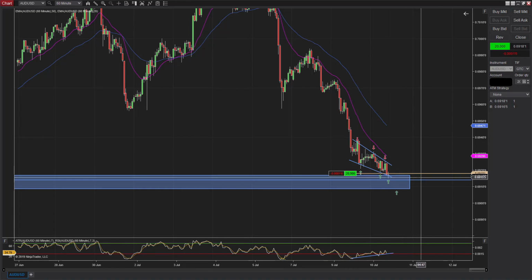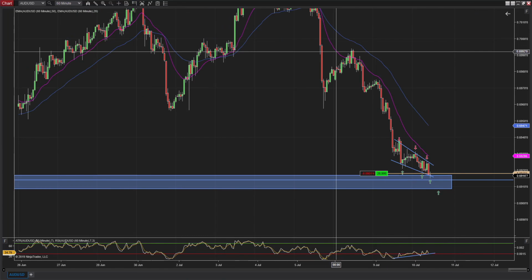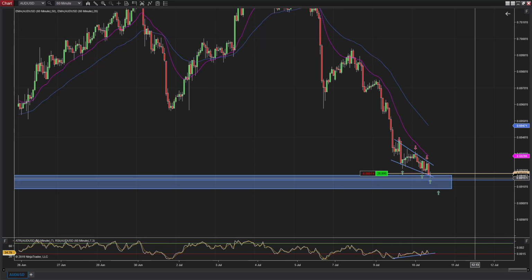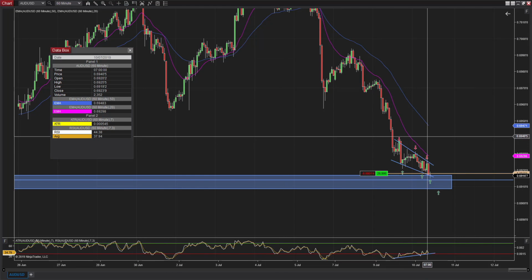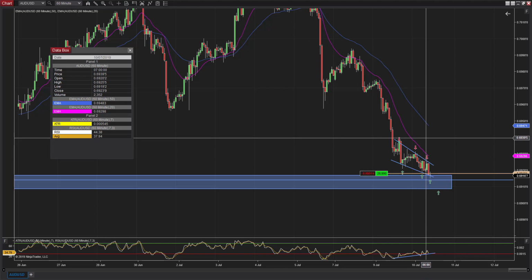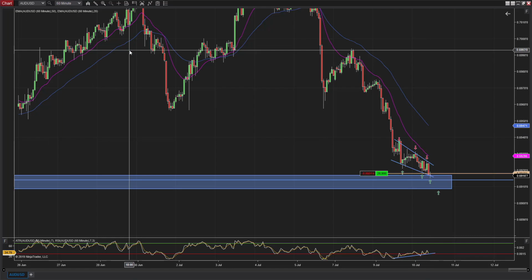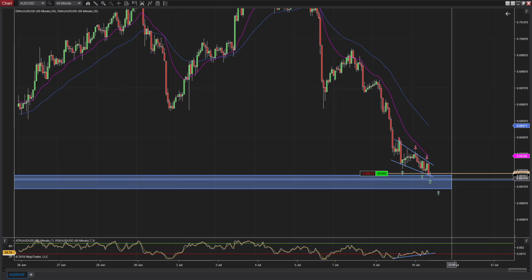I trade this particular pattern on Euro dollar, Aussie dollar, New Zealand dollar, and dollar yen. They're the only pairs that I trade this particular pattern on. What I'll be doing is looking at the ATR. You can see the ATR is 5 pips, so it's not moving too much. We haven't got a very big ATR.